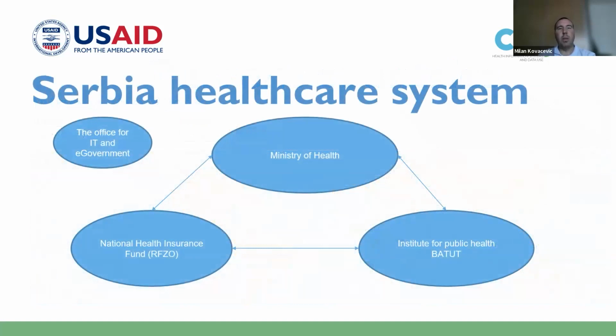Digitization of the health sector was one of the top 4 priorities announced by the Serbian Prime Minister in her election speech back in 2021. In the current structure of the Serbian health system, there were several key entities that needed to be engaged in order to support this effort. The Ministry of Health, that you can see in the center, the Institute of Public Health, the National Health Insurance Fund, and the Office for IT and e-government, and of course the Prime Minister Office.